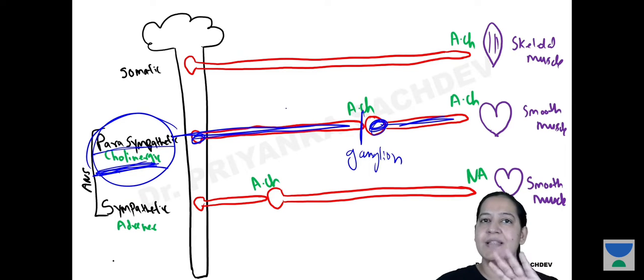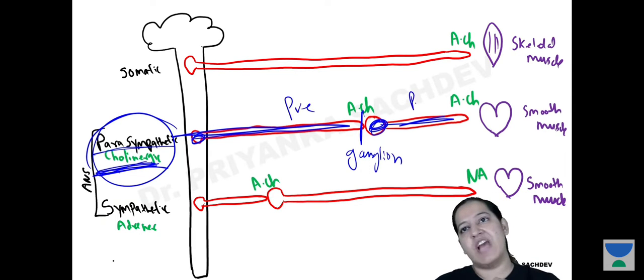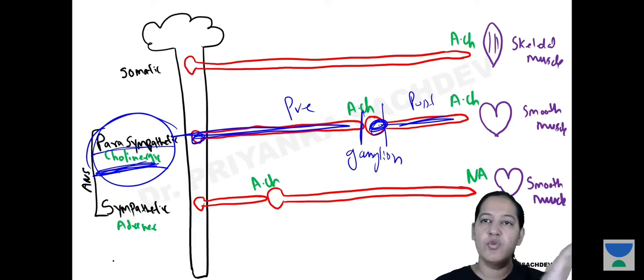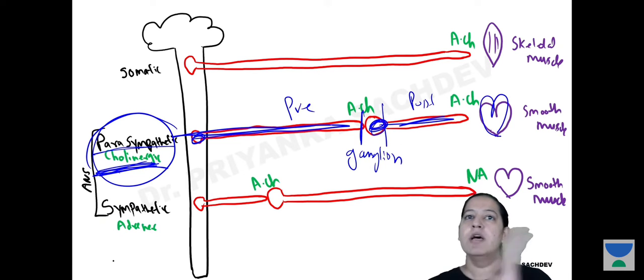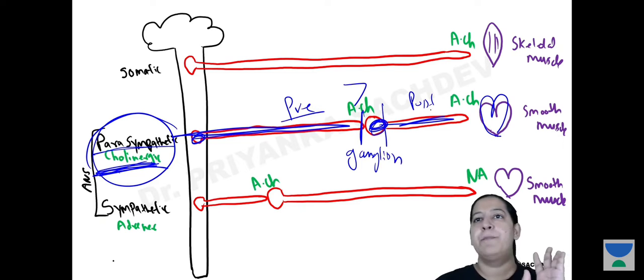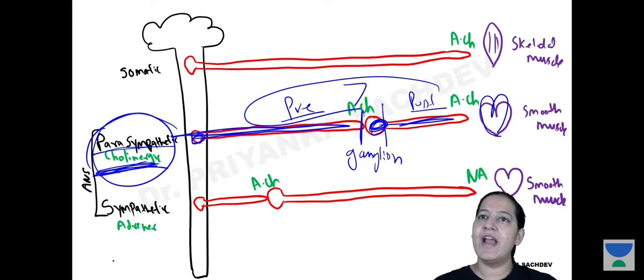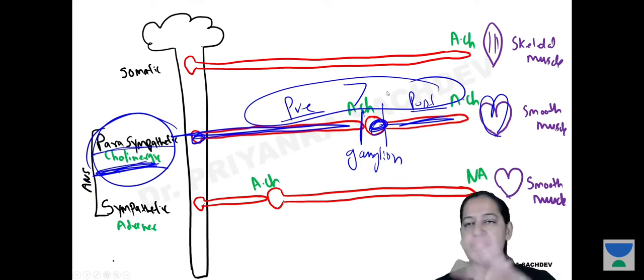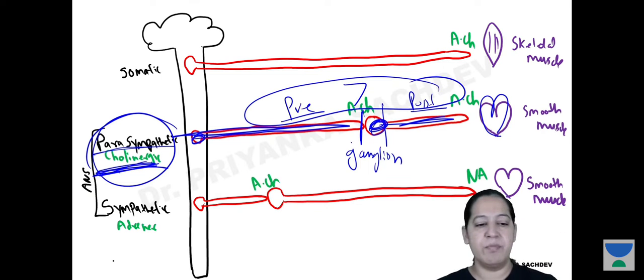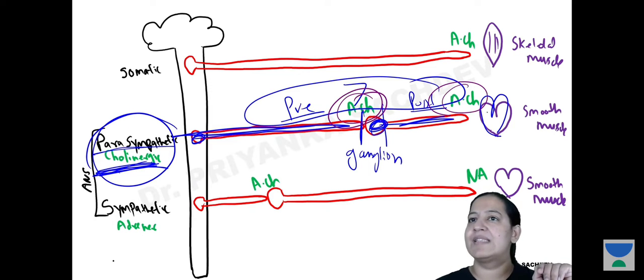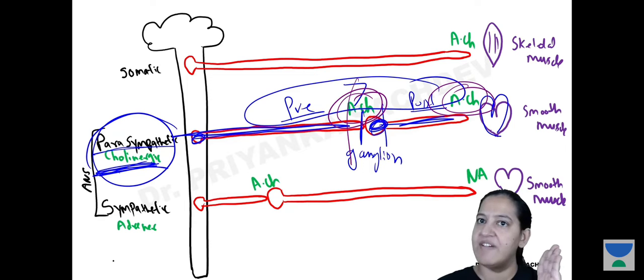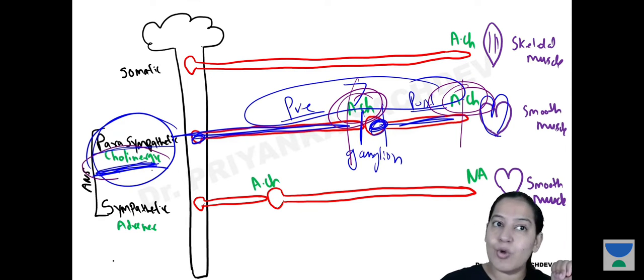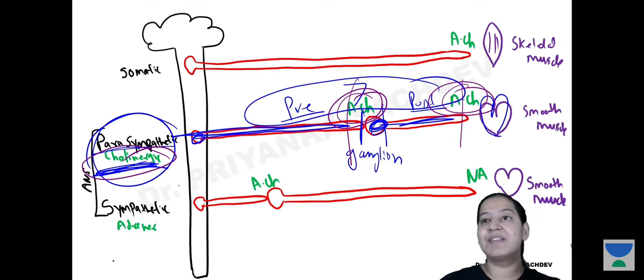We can see this is preganglion and this is postganglion. We can see ganglion is towards the organ. So preganglion is longer and postganglion is shorter. This information we can see here. One more piece of information which is visible clearly here is that both the neurotransmitters are acetylcholine. At preganglion also we have acetylcholine, at postganglion also we have acetylcholine. That is the reason why it is known as cholinergic system.